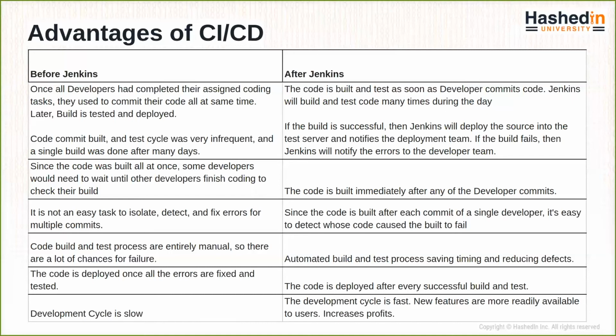The deployment cycle was very slow before Jenkins. After Jenkins, the deployment cycle became very fast. The new features become more readily available to the users, which increases the profits of the organizations. There is a huge change after a CI/CD tool came into the picture. That's how the entire software development cycle became awesome, I can say, after a CI/CD tool.